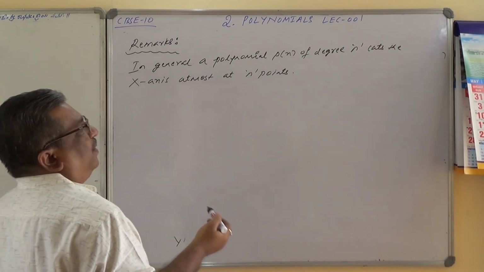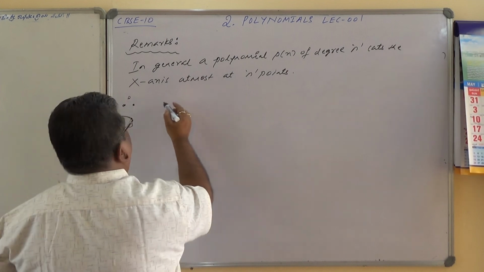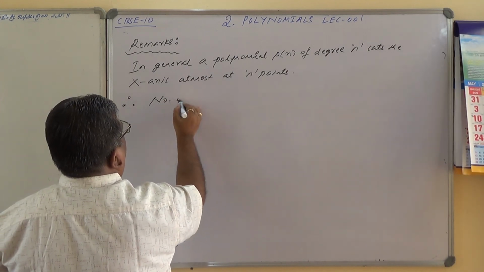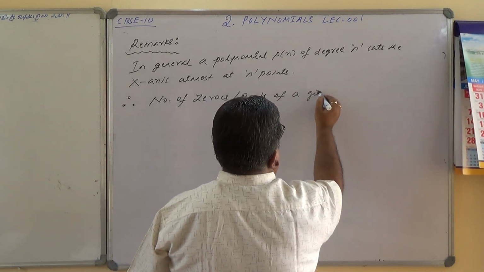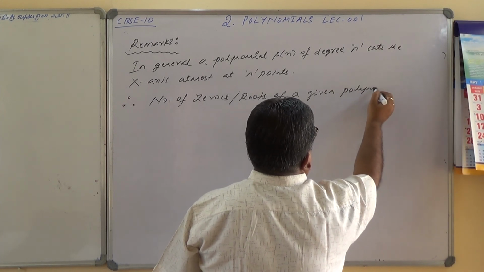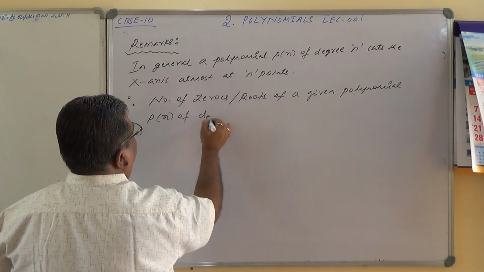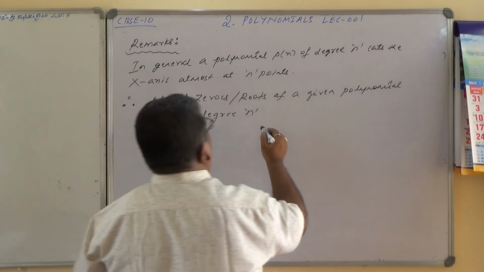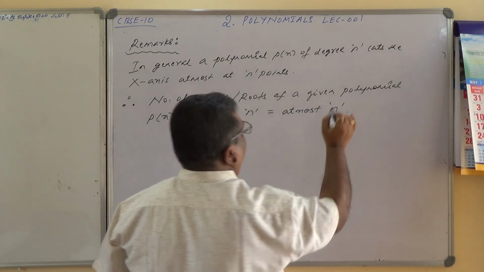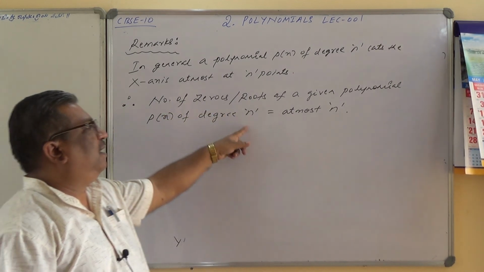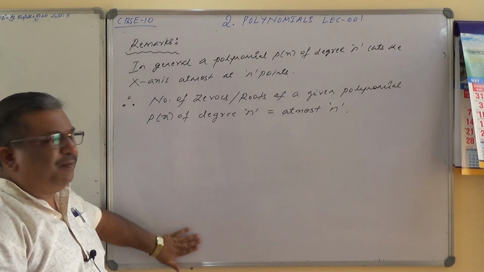Is it clear? In general, a polynomial p of x of degree n cuts the x-axis at most at how many points? n points. And therefore the number of zeros or roots of a given polynomial p of x of degree n equals at most n. Is it very clear? p of x of degree n has at most n roots. Is it clear? A quadratic polynomial has 2 roots maximum, and a cubic polynomial has minimum 1 root, maximum 3 roots.